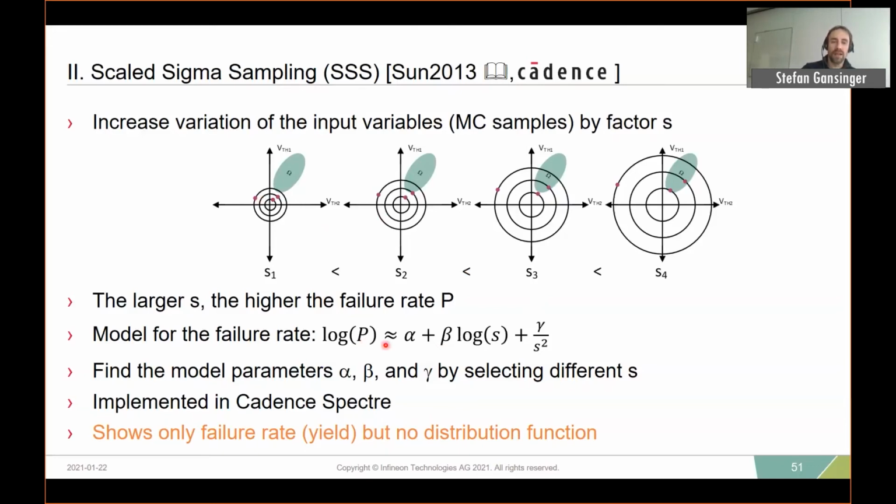Personally, I would say this method has a very big drawback. The drawback is we get a yield value, but we do not get any distribution function. So I don't know, after the simulation, we know our circuit has a yield of 99.9996%, but we are not getting any distribution, so we are not seeing if there is any tail or everything is behaving like expected. So this is not so nice in my point of view, but still, of course, if you have access to it, you can try it out and see how your circuit will behave during production.